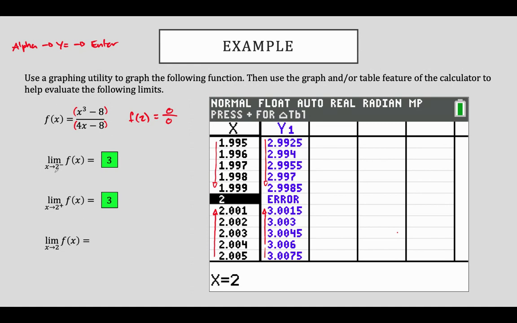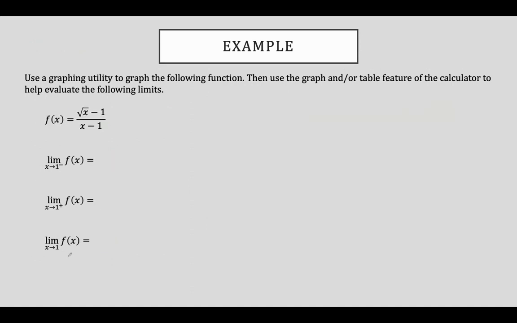And because the limit from the left of 2 is equal to the limit from the right of 2, we can confirm that the limit as x approaches 2 of f of x is also equal to 3. As my x values get closer and closer to 2 from either side of 2, the y values get closer and closer to 3. Let's take a look at another one.